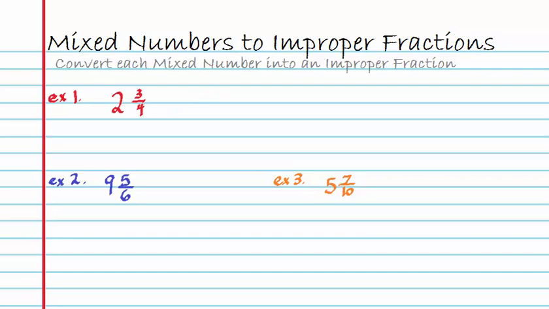So this fraction says we have 2 full parts and then 3/4 of another part. So let's just think about something easy like chocolate bars. So this means I have 2 full chocolate bars and 3/4 of another one. So I'm going to visually sketch this out really quickly. So I have one full chocolate bar. I have a second full chocolate bar.